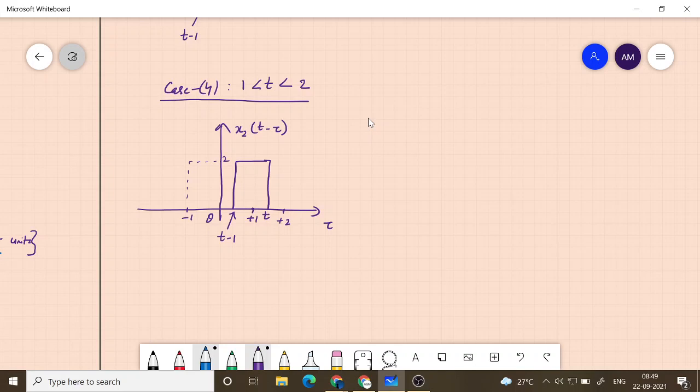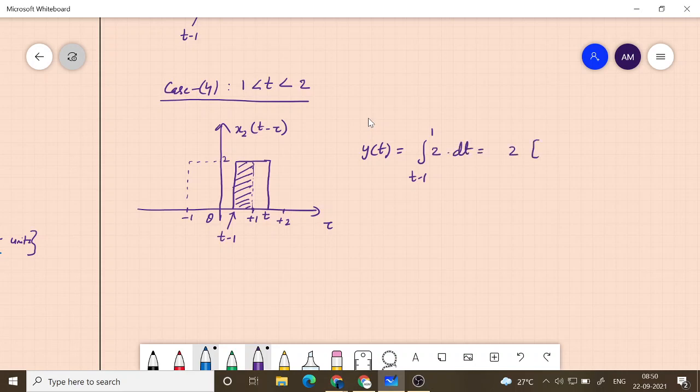Now if I compare it with the first function, which starts at -1 to +1, the overlapping region is basically only this much. If I find the area under this, that will give me y of t. So y of t is the integral from t minus 1. Ideally the convolution integral is from -infinity to +infinity, but everywhere else this product is 0 except from t minus 1 to +1.